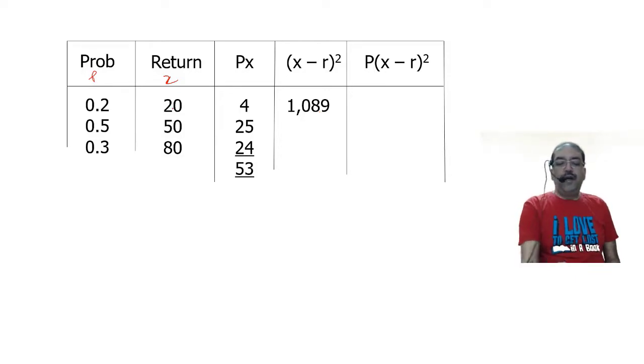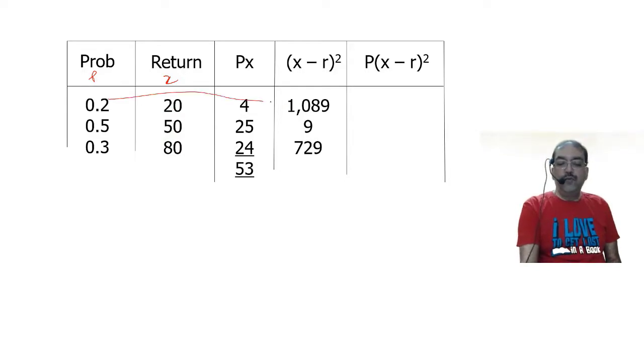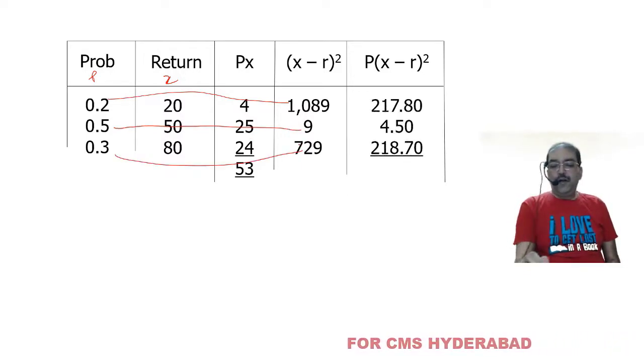Then this is multiplied by the probability. Now 50 minus 53 the whole square, that I'll get as 9. 80 minus 53 the whole square, I'll get 729. Now multiply each of these values by the probability: 0.2 into 1089, 0.5 into 9, 0.3 into 729. You can do it directly also; you need not prepare this column.